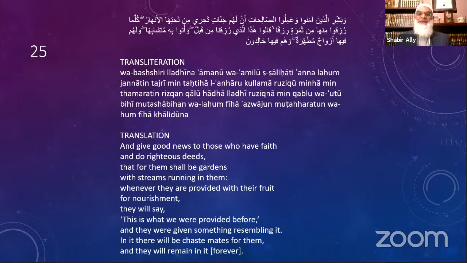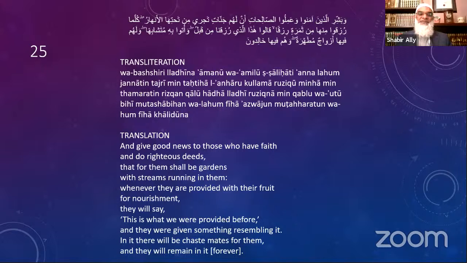So you're in a garden and the water is running underneath the garden. Not only is it irrigating the garden, but it is within your reach whenever you want to drink. So the streams running in them. In fact, the Arabic says min tahtiha al-anhar. Under it are the gardens.